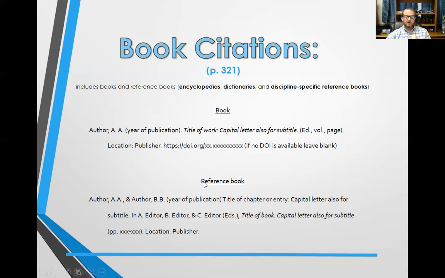Reference books are going to look a little bit more like articles, right? Because you're just citing a chapter from the book or a section from the book. So you have the authors, the year of publication, then you're citing the chapter, right? And then you take a step back and you talk about the editors. So you say "In" the editors, and then the title of the overall book that the chapter that you're citing came out of, and then page numbers and publication information. Okay.